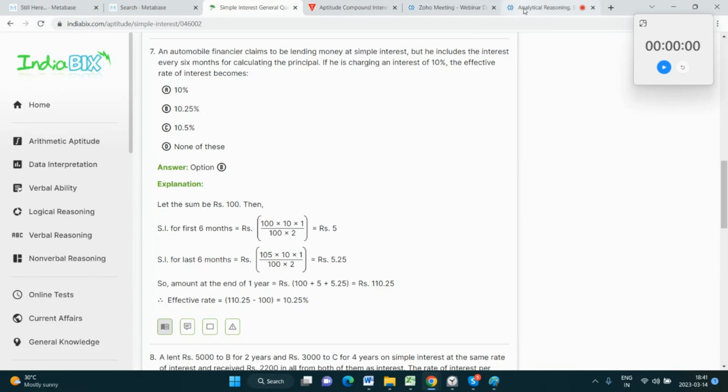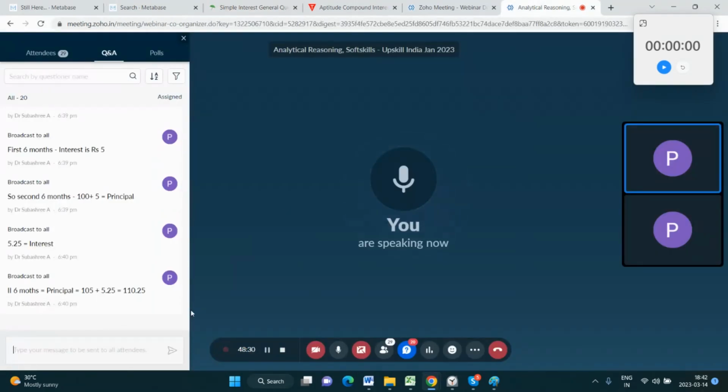Any doubt? Understood the concept? Vignesh, Ganesh, understood the concept? Any doubts? All others? Any doubts on this, students? Okay.